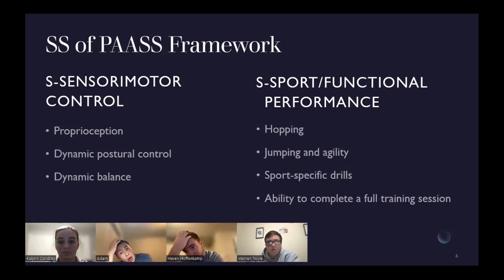The last S, again, we do this stuff. You guys identified it right at the beginning. Again, jumping, the hopping, agility drills, maybe even a T agility, speed test, something like that. Very sport specific things. And then can they get through a full training session? Now, I'm a big proponent of that. They've got to go through practice before they can play. I mean, that eliminates some stragglers, certainly.